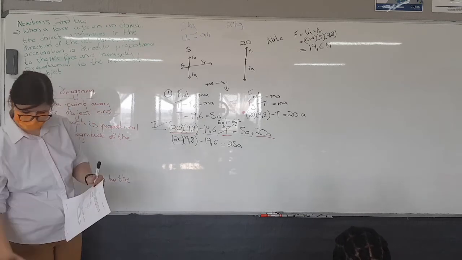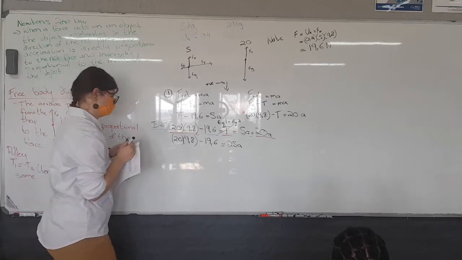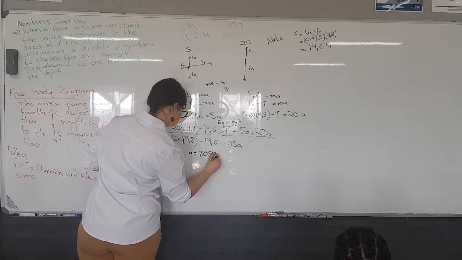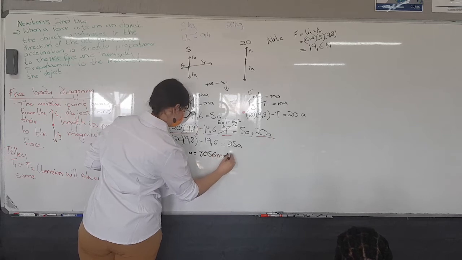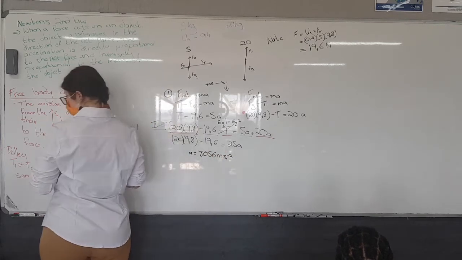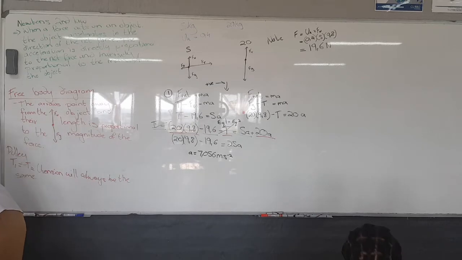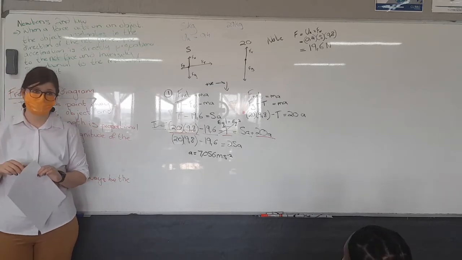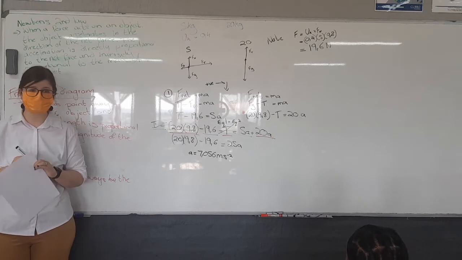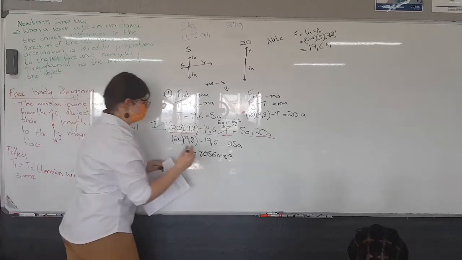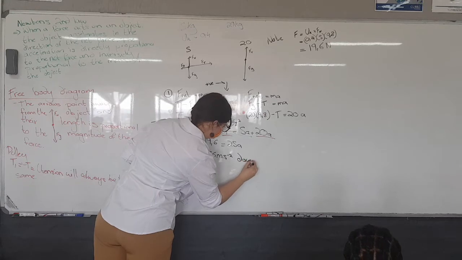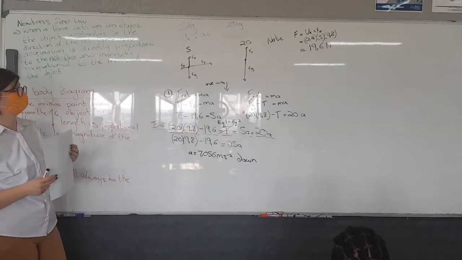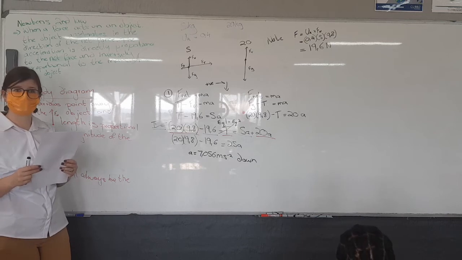Seven comma 0.056. Alright, and remember, is acceleration a scalar or a vector? Vector, which means it needs a direction.